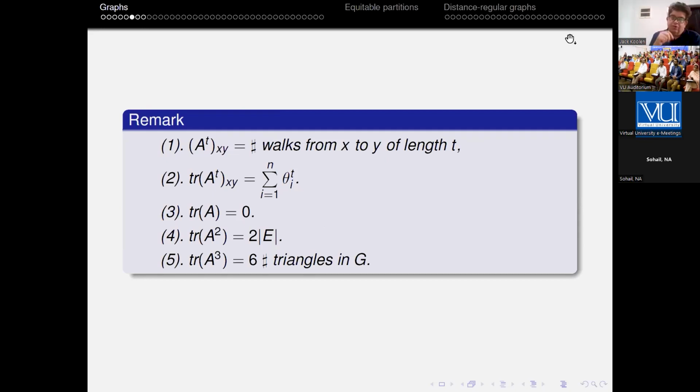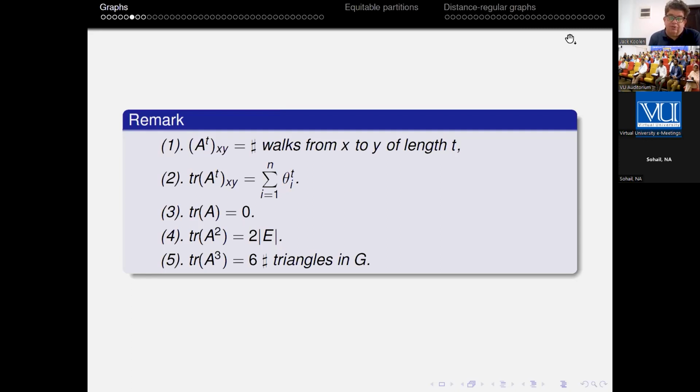That means you go from X to X1, X1 to X2, X2 to X3, and so on to XT, and that is Y. That is the number of walks. And this you can easily prove by induction on T. For T equals 1 it is trivial, and then you do an easy induction. It's not difficult to prove this.